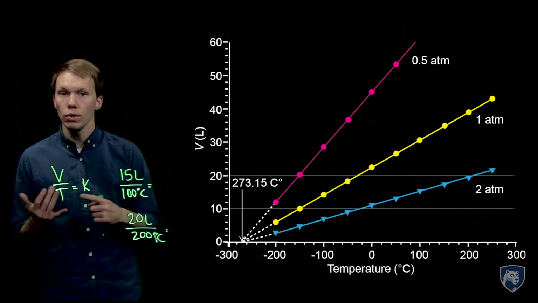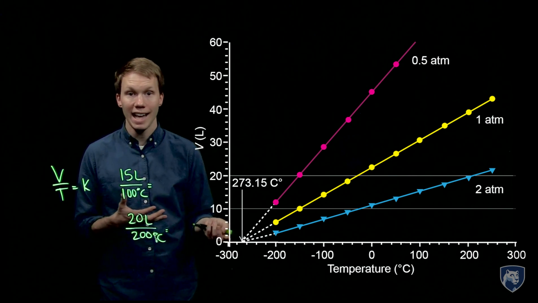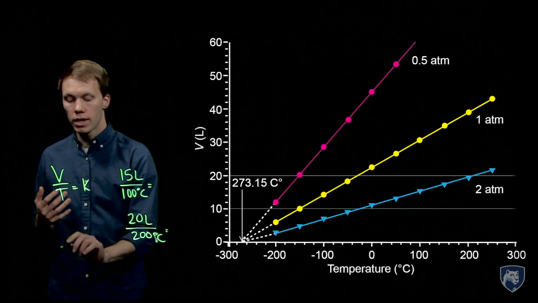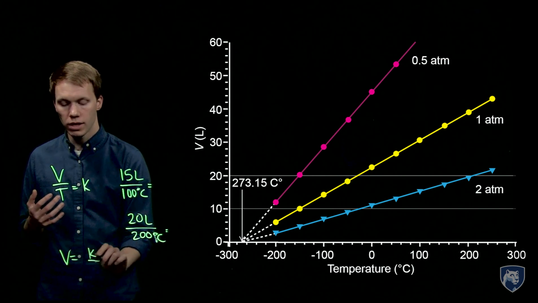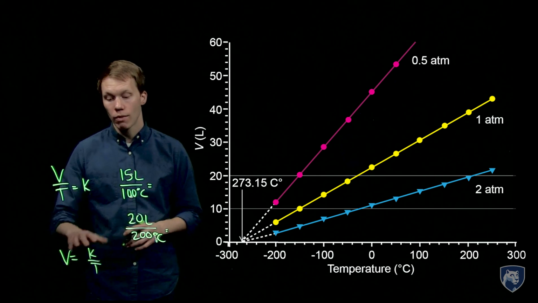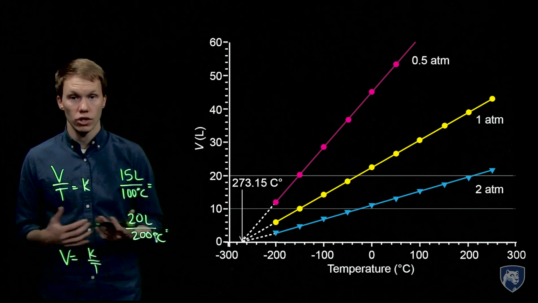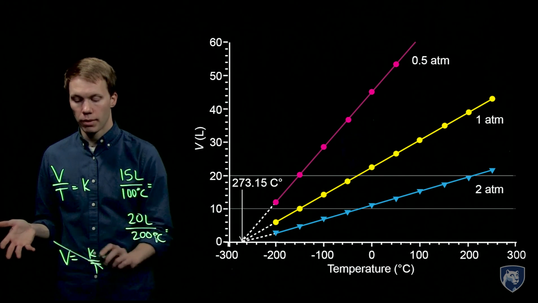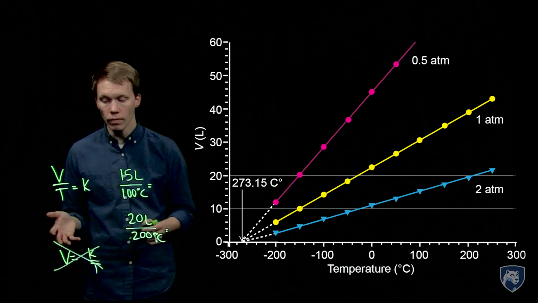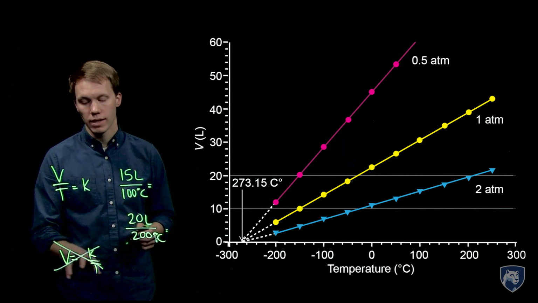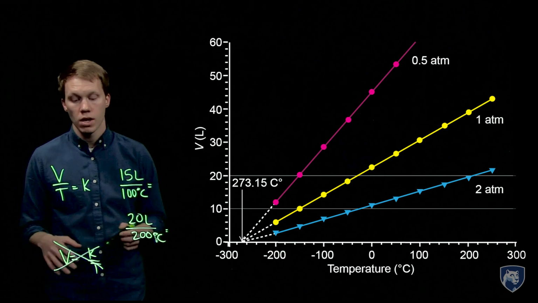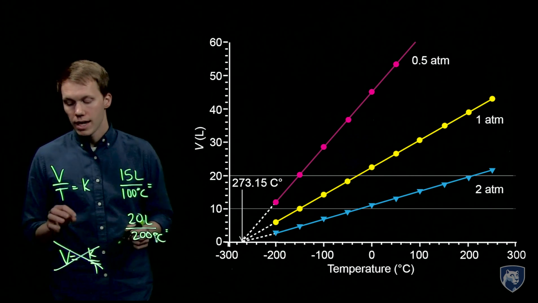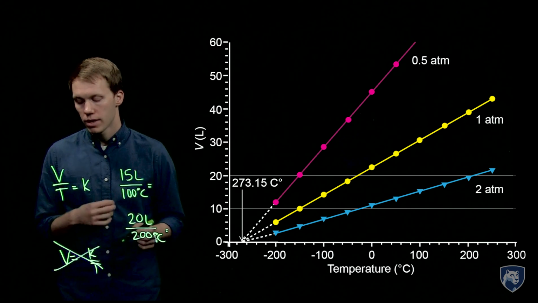So it's not true that volume over temperature equals a constant K. Now, the second option, B, volume is equal to K over T, is not true either. That would show an inverse relationship between volume and temperature, which is clearly not true based on the plot that we see there. This would imply that as volume increases, temperature decreases, which is not the case. And then the final answer, option C, is if the temperature is doubled, the volume does not double.